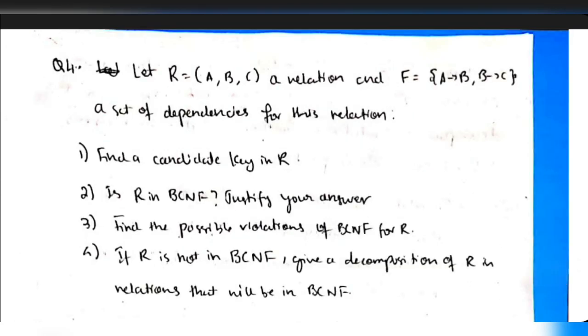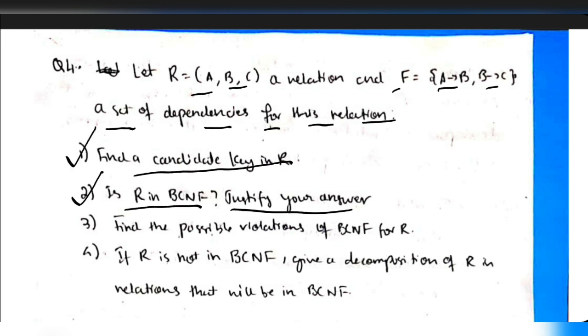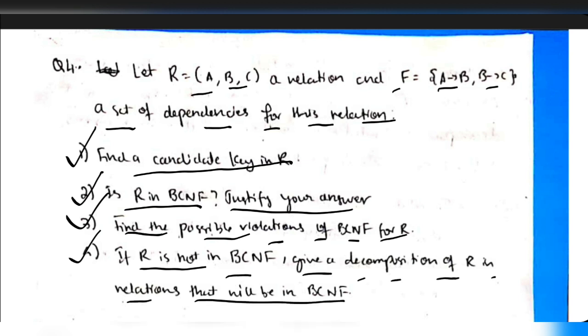Okay. The next question is that let R be the relation ABC and F be A tends to B and B tends to C, a set of dependencies for this relation. The question is, find out the candidate key in R. Is R in BCNF? Justify your answer. Find the possible violations for BCNF for R. If R is not in BCNF, give a decomposition of R in relations that will be in BCNF.